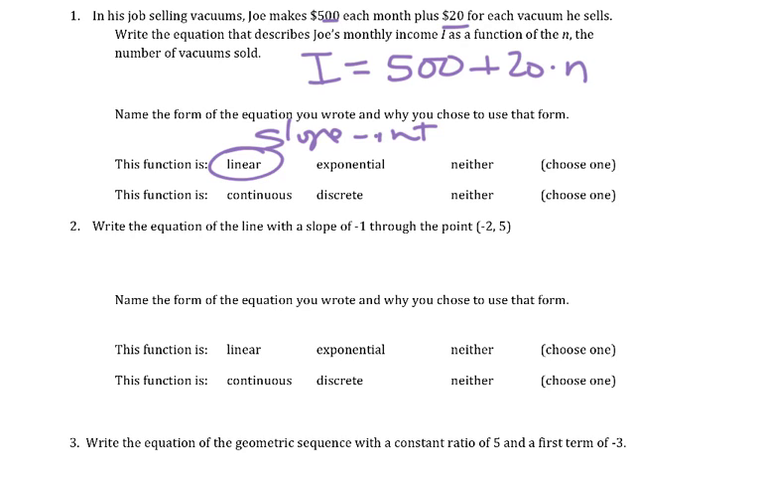So think about this. Can he sell a partial vacuum? If he could, it would be continuous. However, you don't sell partial vacuums, so it would definitely be discrete.